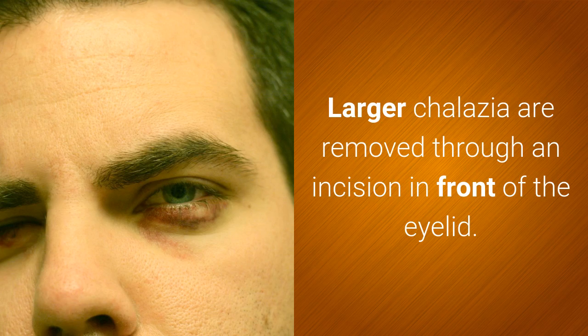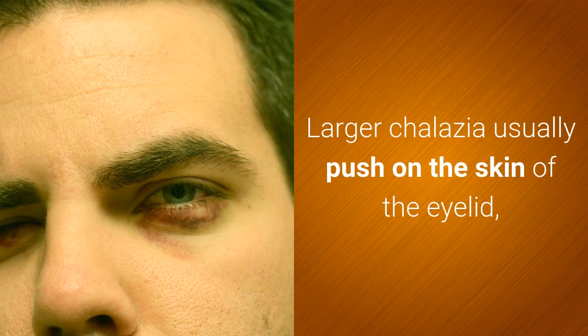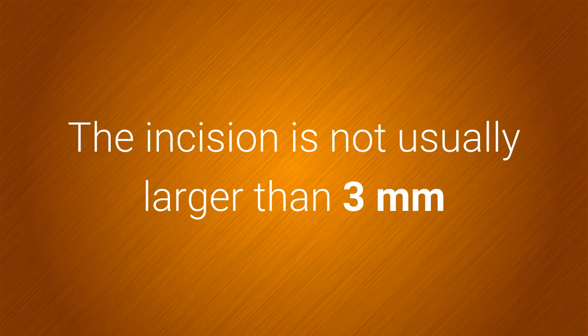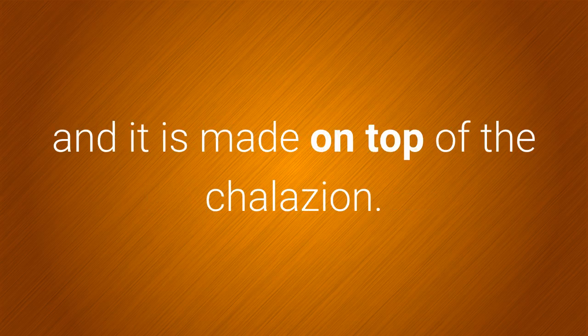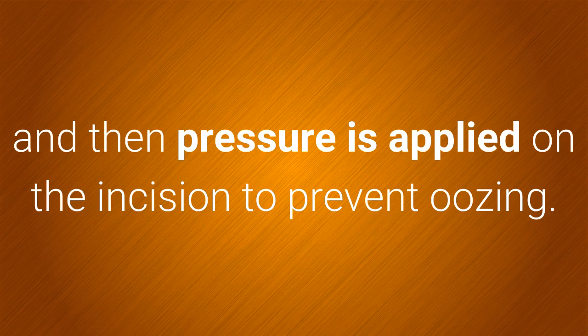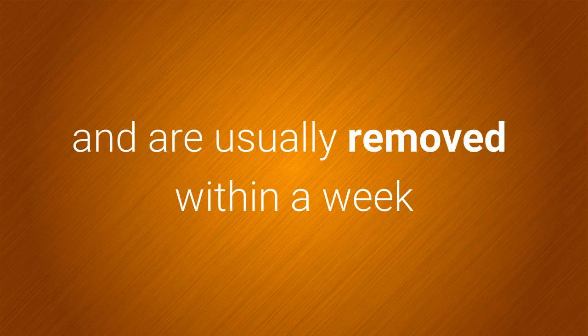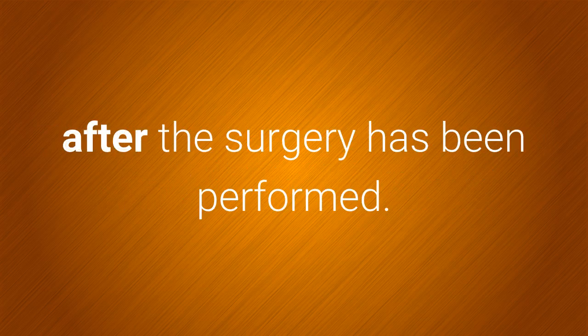Larger chalazia are removed through an incision in front of the eyelid. Larger chalazia usually push on the skin of the eyelid, and this is the main reason why doctors prefer removing them this way. The incision is not usually larger than 3 millimeters and it is made on top of the Chalazion. The lump is removed and then pressure is applied on the incision to prevent oozing. This type of surgery is closed with very fine stitches. They are hardly visible and are usually removed within a week after the surgery has been performed.